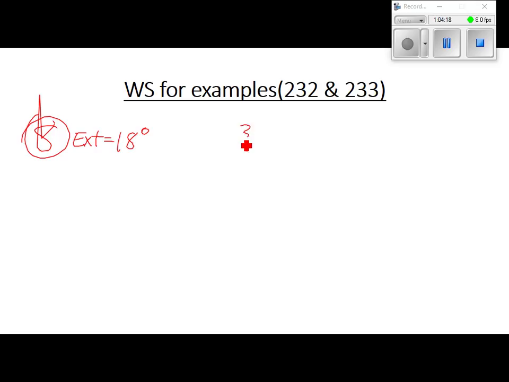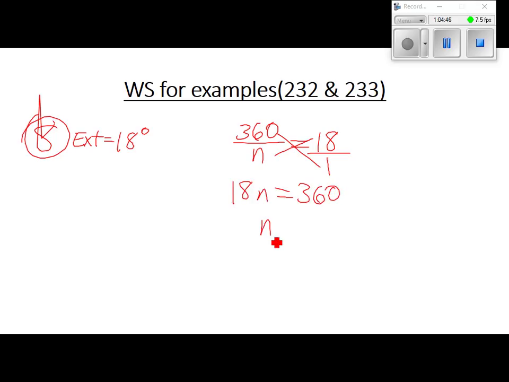We know that each exterior angle should be 360 divided by n. Well, this time we're saying 360 divided by n equals 18, right? Nobody likes the fractions, right? So what if I do this? Everybody likes these. Now we cross multiply. 18n equals 360. What's n equal? n equals 20. So how many sides does this shape have?